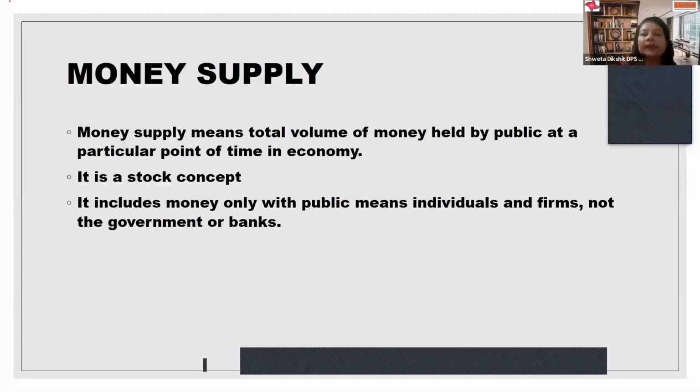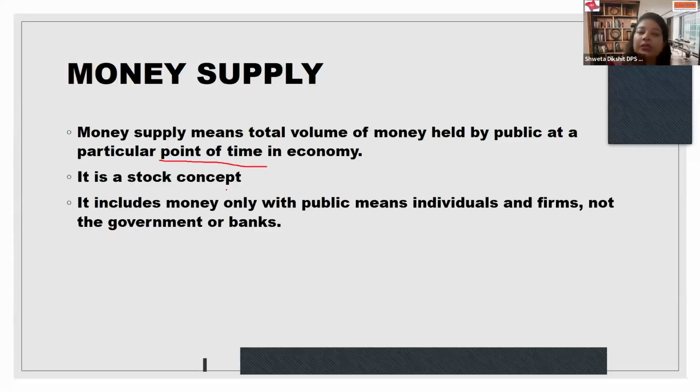Now comes the next topic, that is money supply. It's a very, very important topic. A 1 mark question is certainly asked out of it. So what is money supply? It is the total volume of money held by the public at a particular point of time. Remember, I just mentioned the words particular point of time. That means money supply is all about the supply at a particular point of time in the economy.